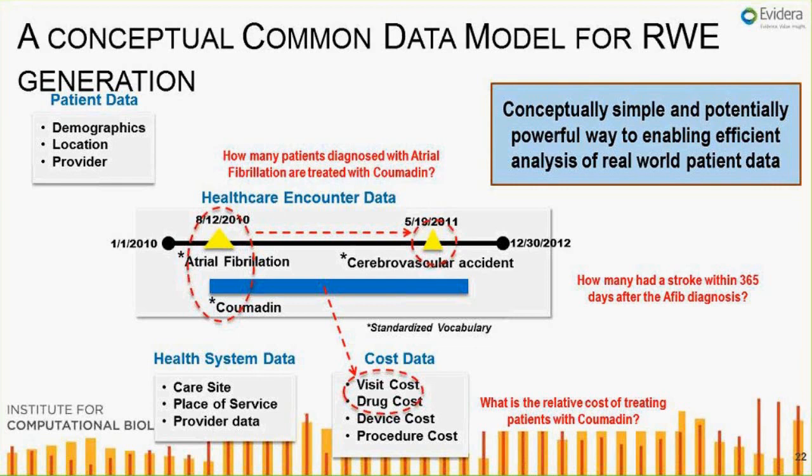And so this is just looking at the health encounter data. So how many patients are diagnosed with atrial fibrillation that were treated with Coumadin? What it's going to do is use a combination of the patient-level data, the health system data, and the cost data to try to answer questions such as how many had a stroke within a year after their AFib diagnosis? Or another such question, what's the relative cost of treating patients with Coumadin? So these are the types of questions, just giving you this as an example. Maybe this seems oversimplified, but it's an example of some really important questions that you could ask using this data set.